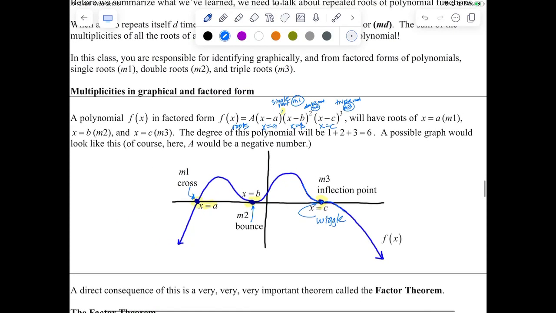Now, it's important to realize that the multiplicities themselves, M1 corresponds to the exponent on the factor that generates that root. The multiplicity of 2 corresponds to the 2 exponent on the factor. Multiplicity of 3 corresponds to the exponent on the factor that generates that root. Okay? Does that make sense? All right, so we're going to tie those 3 together. A cross, a bounce, and a wiggle.